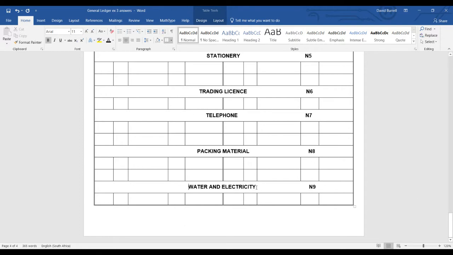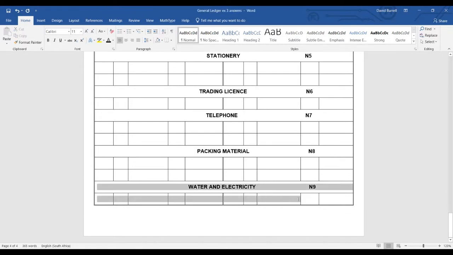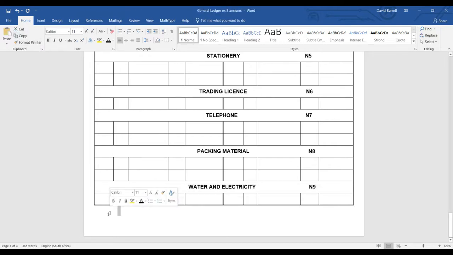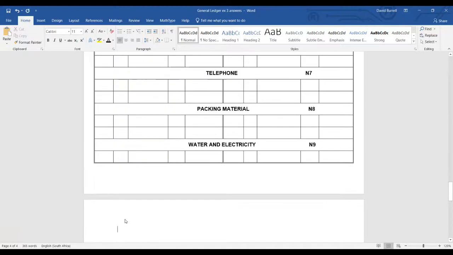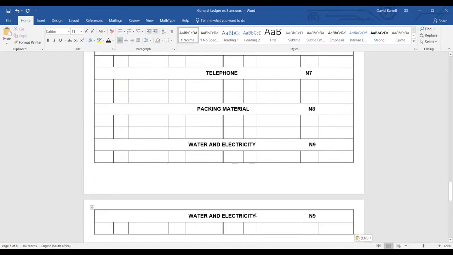And then I had one more account, which was rates and taxes. I will be able to copy it, but I'll have to go on to the next page. I was going to copy that one, go on to the next page, and then just paste, and hopefully this is going to work out. Then I'm just going to make that the rates and taxes account. And we call that N10.